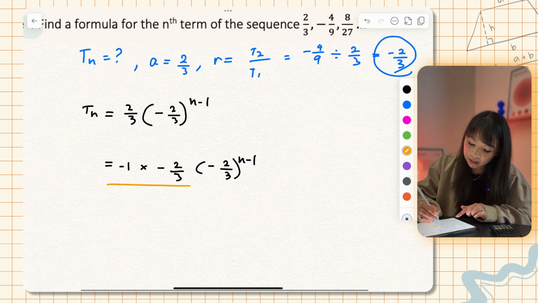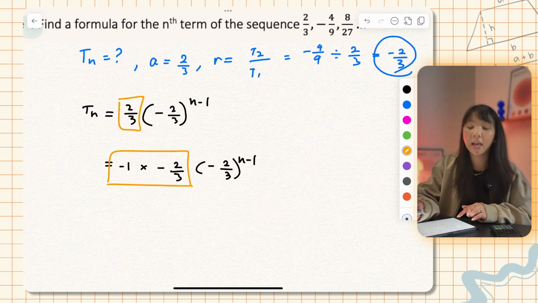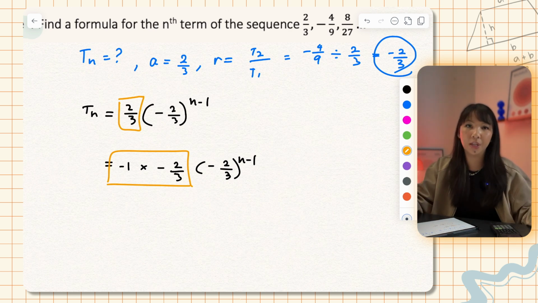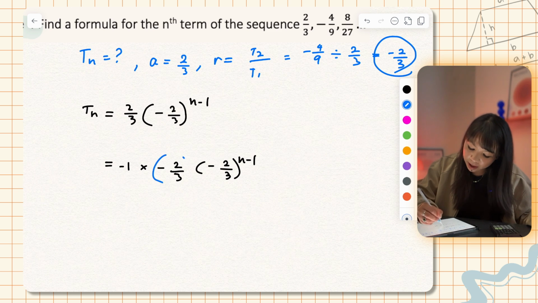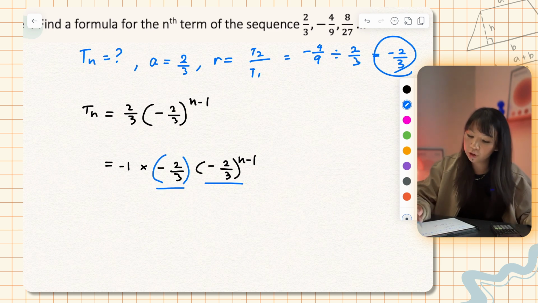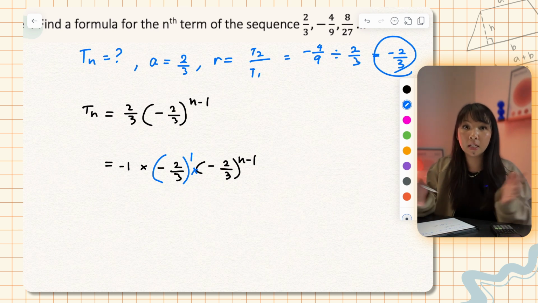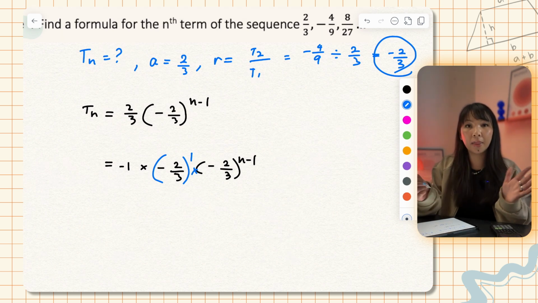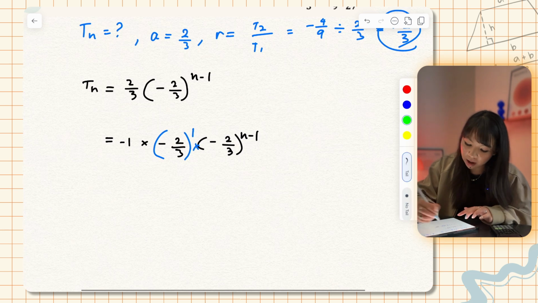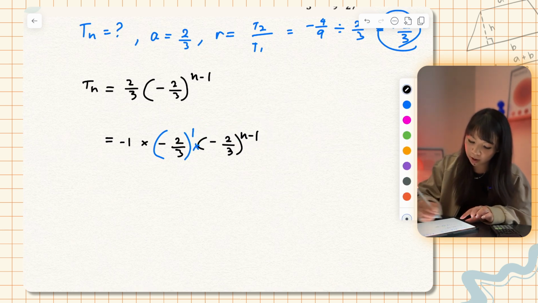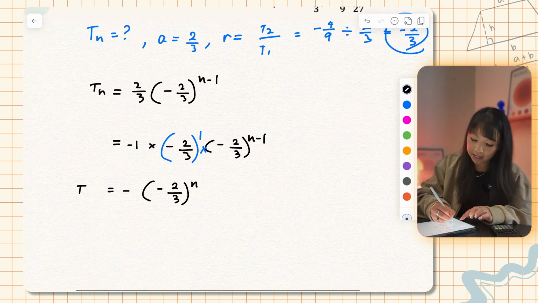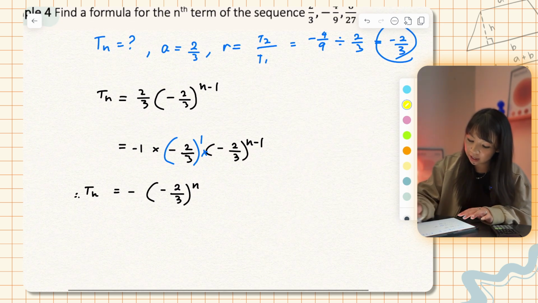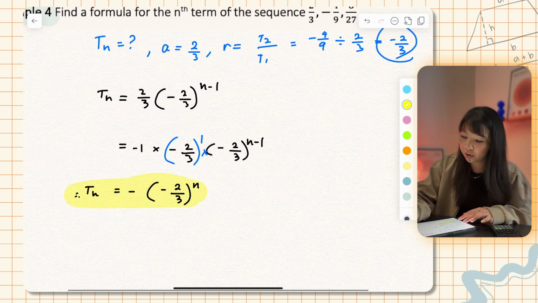Do you see how this is just the same thing as that? I'm just adding additional things to it. And what I'm going to do after that is combine this term with this term, because now they have the same base. When you have two numbers with the same base timesing each other, you can combine them together and add the powers. So now this becomes 1 plus n minus 1, which is going to become n. So you get Tn equals (-2/3) to the power of n.